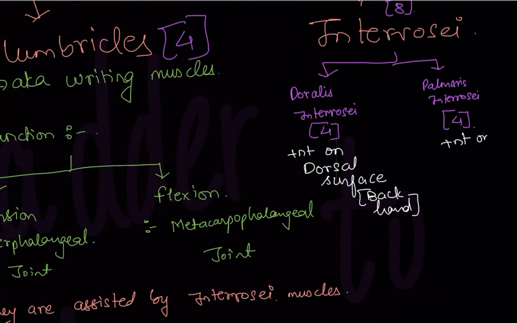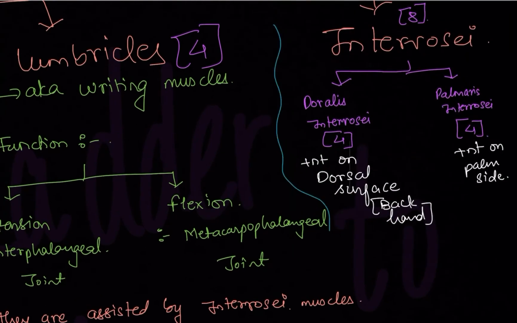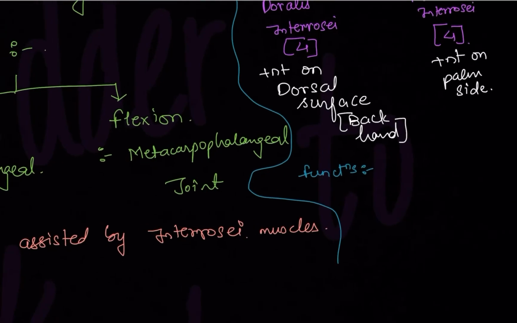Palmaris is present on the palm side. Understood? Let's look at their functions. Remember the word DAB and PAD. So DAB: your dorsalis will do abduction.